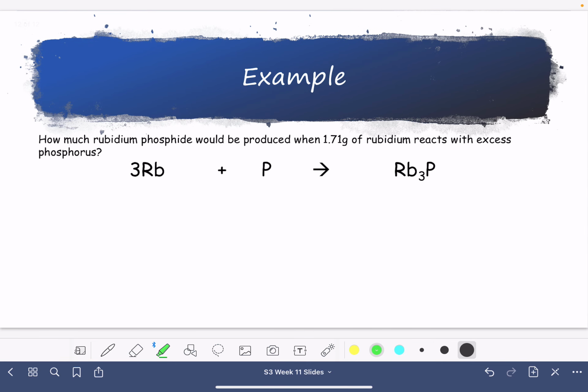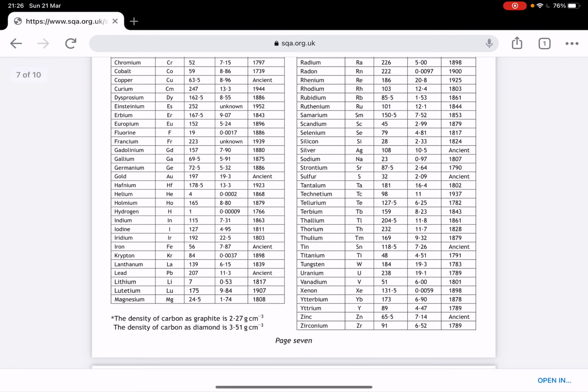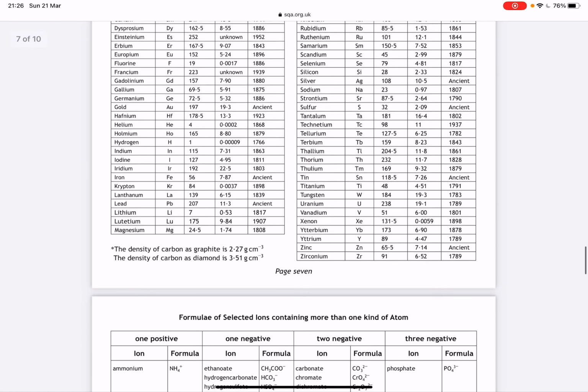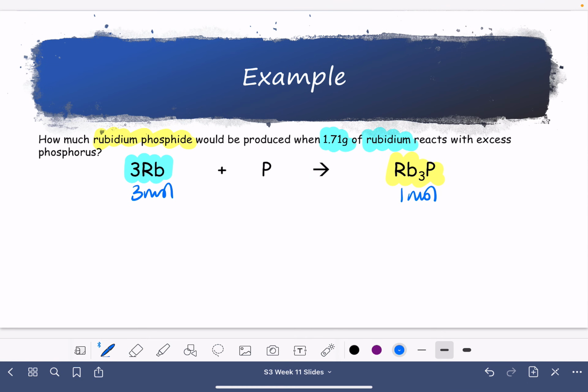Okay, very last example. How much rubidium phosphide, which is over here, would be produced when 1.71 grams of rubidium, over here, reacts with excess phosphorus. So our mole ratio, 3 moles to 1 mole. And again, let's look at the data booklet for rubidium. So if we find rubidium, it's at the top of the right-hand column, it's 85.5.